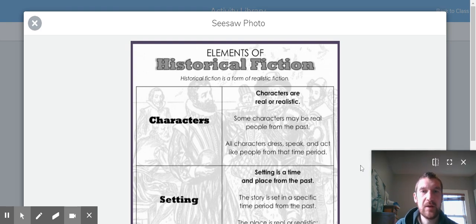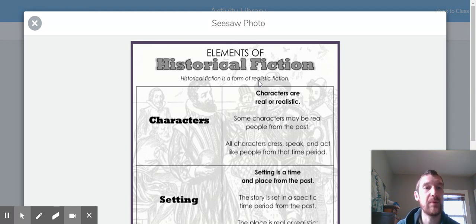Hey, everybody. Today we are going to be talking about our new unit in reading, which is historical fiction. Now, this is one of my favorite genres. What historical fiction is, it is historical, so that means it's about historical events, events that took place in the past. And it is fiction, which means it's fake, so it's made up stories from the past.